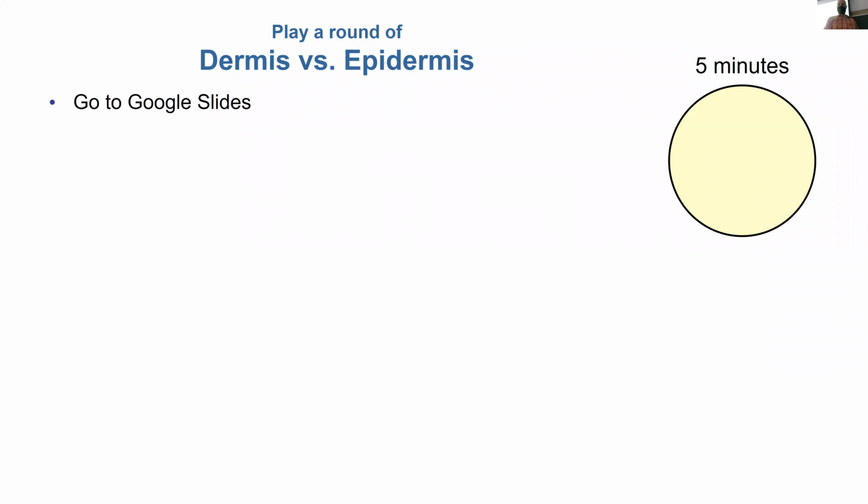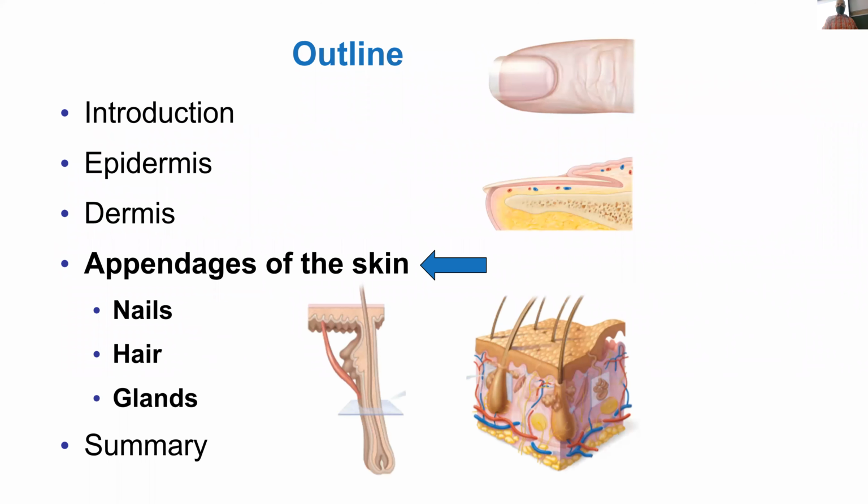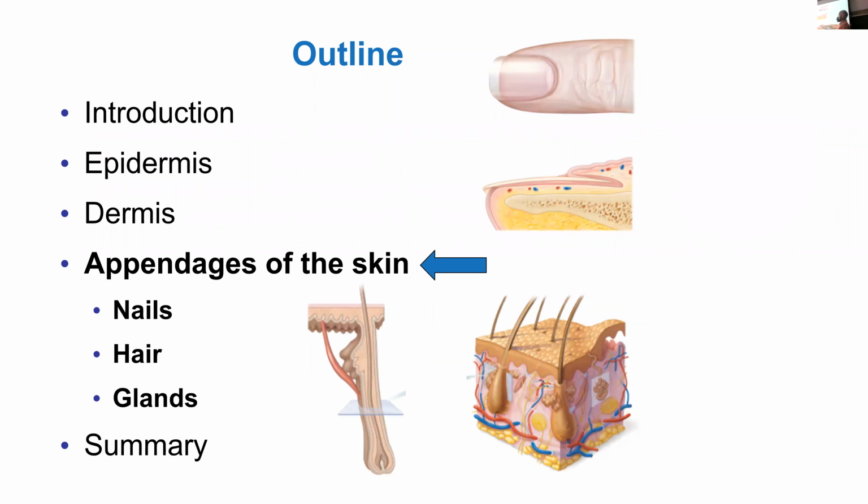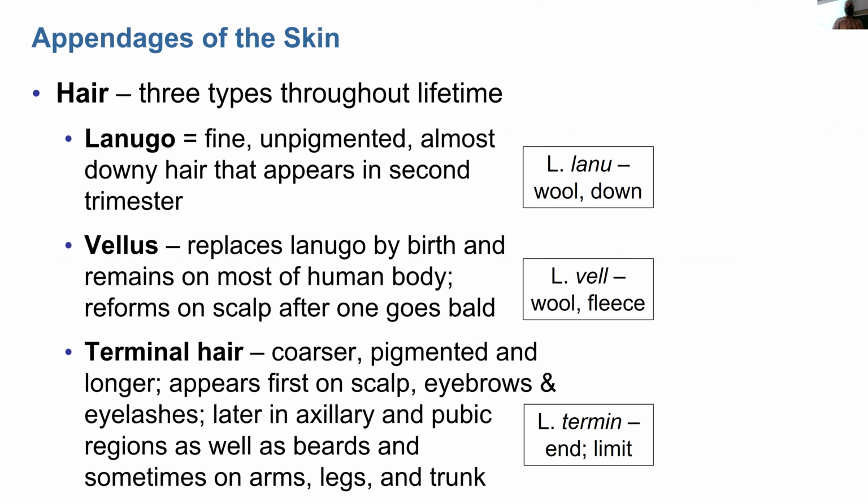All right. Okay, where are we? Appendages of the skin. So this includes three primary things we're going to talk about: nails, hair, and glands. This is a lot of information about hair, so let me walk you through this.